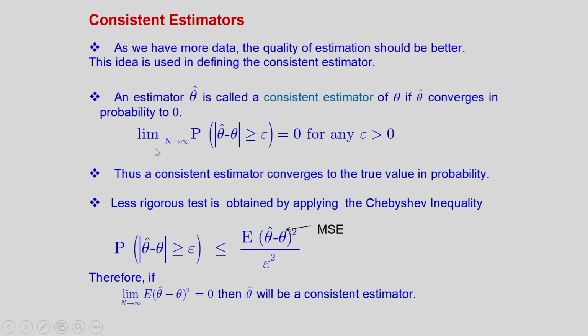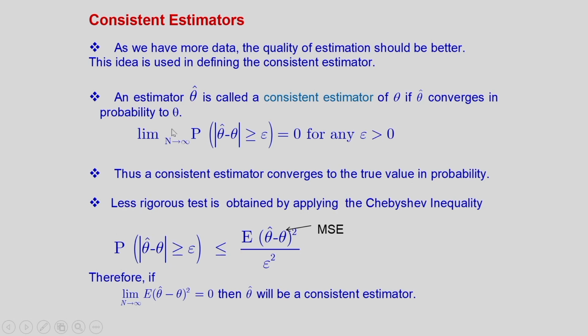So, convergence in probability is defined in this way. This is the limit as n tends to infinity of the probability of mod of theta hat minus theta greater than or equal to epsilon. So, that means the probability of the deviation, as n tends to infinity, should go down to 0 for any epsilon greater than 0. That way we have defined a consistent estimator. Thus, a consistent estimator converges to the true value of theta in probability.